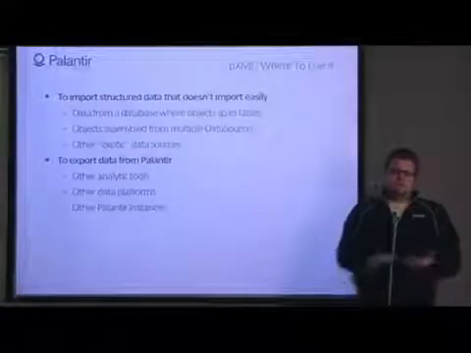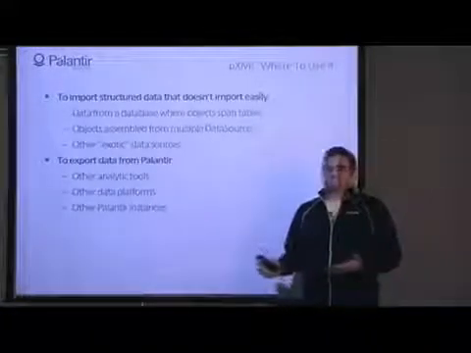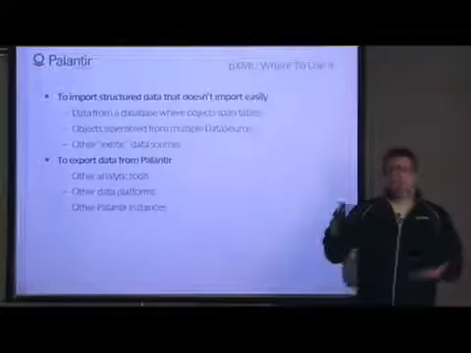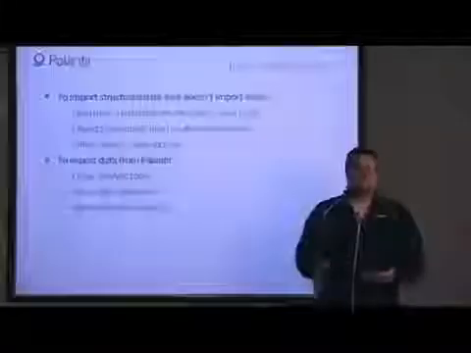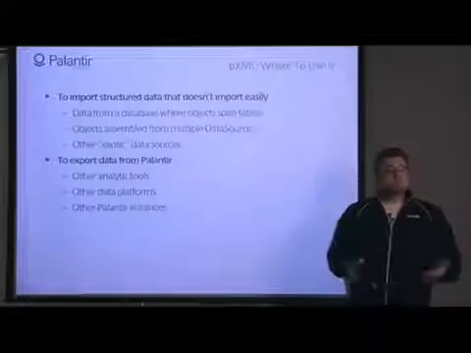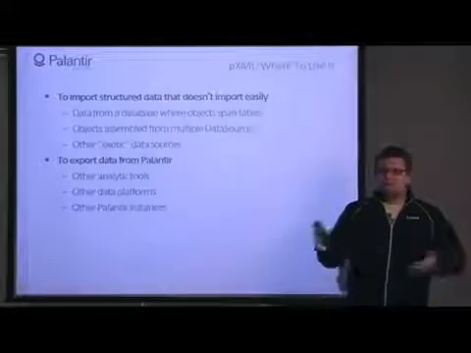We want to import data that doesn't import easily using the traditional tools that we ship with Palantir. So this might be things like data from a database where objects span tables, where you might have to do a join across one or more tables or other materialized views. And it's just kind of complicated to get it to materialize into a single view for import into Palantir. Or you might even have objects that span multiple databases. So there's no way to actually compose a single query that does this. Or even objects that span multiple different types of data sources.